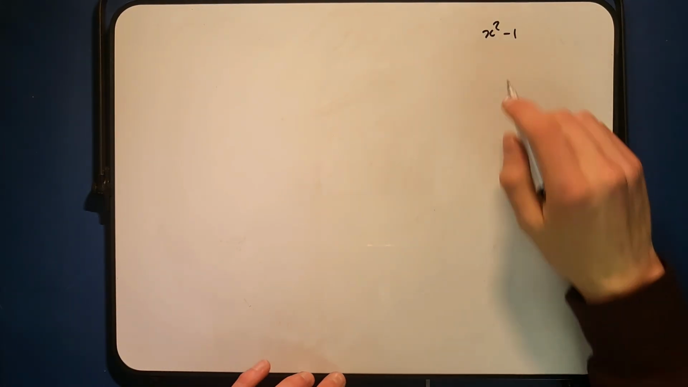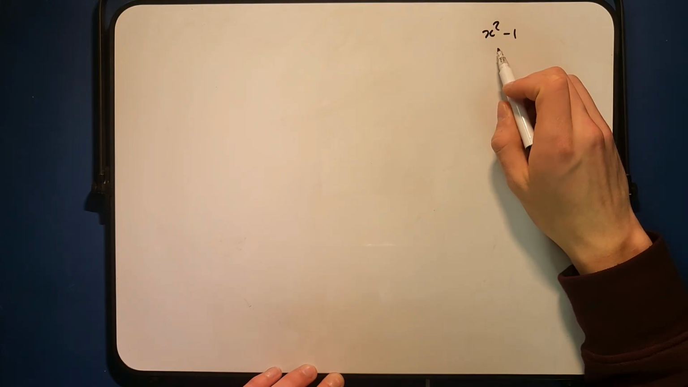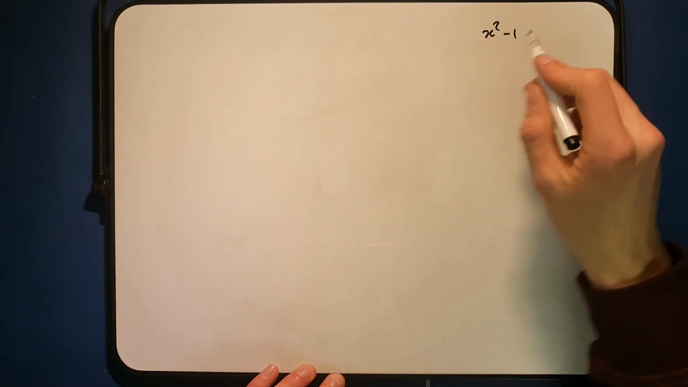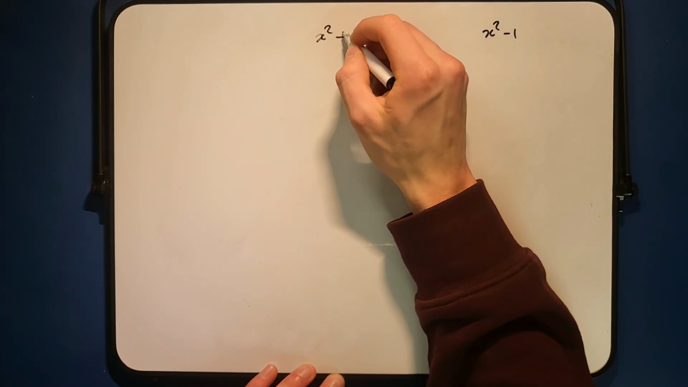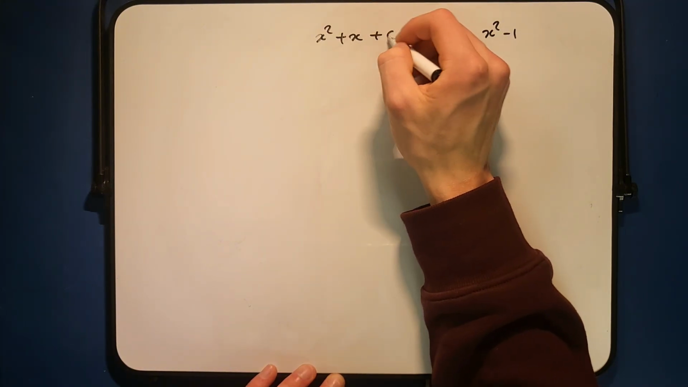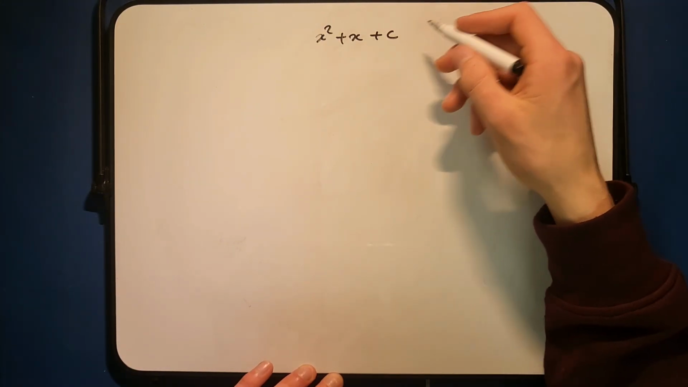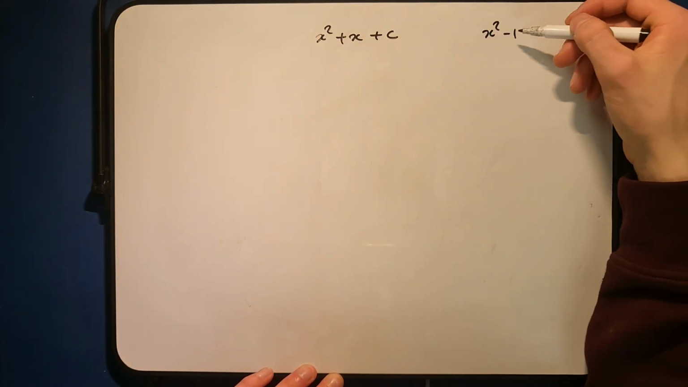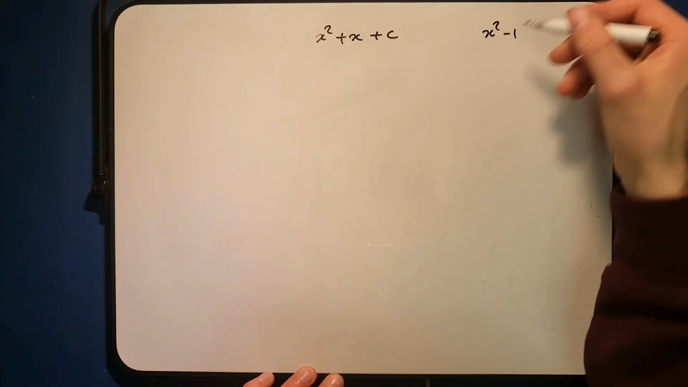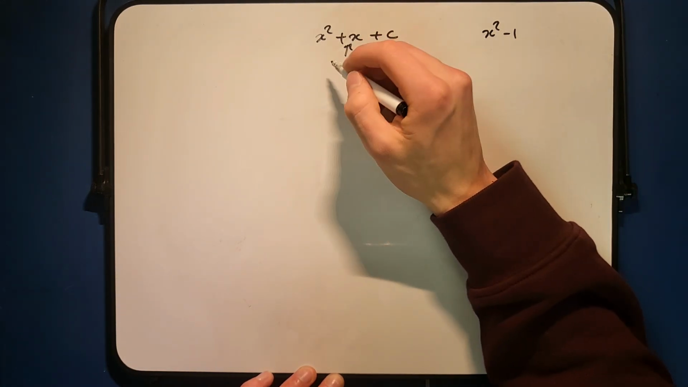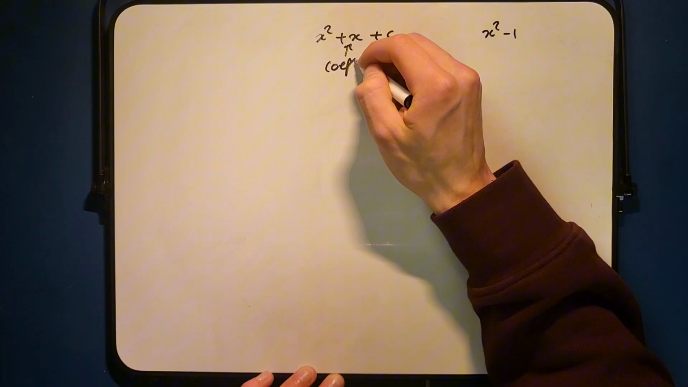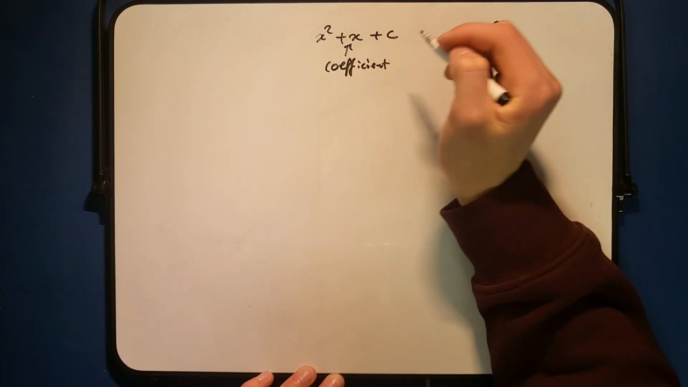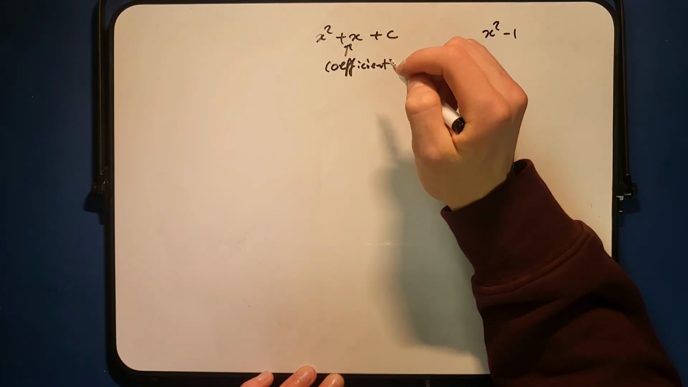Let's take a look at one final example. We have x squared minus 1. And if you notice, there is no x term here, because normally we've seen x squared plus an x plus c, a constant or a number. But in this case, there is no x term. That means the coefficient, and coefficient means the number in front of a variable, that is a good definition to know.